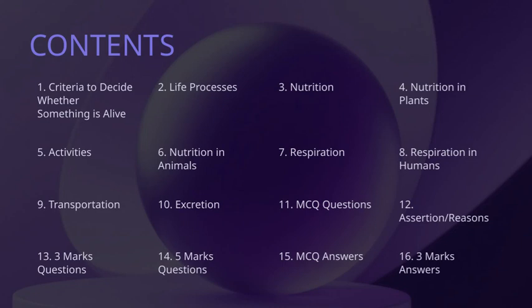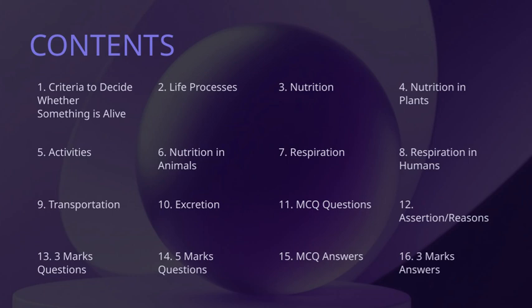Let's take a closer look at the contents of this slide. We start with the basic criteria to decide whether something is alive. This helps us understand what characteristics distinguish living things from non-living things. Moving on, we cover activities, which are the various processes that living organisms perform to survive and function properly. Next, we delve into life processes, which include essential functions like nutrition, respiration, excretion, and transportation. These are the core activities that sustain life.